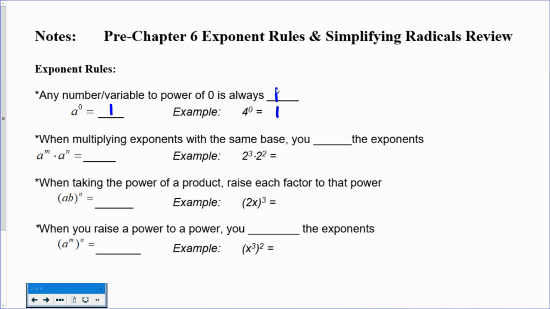The next rule, when you're multiplying exponents with the same base, you add the exponents. So a and a, those would have the same base. So I'm going to add m plus n as their exponent. In my example, that would be 2 to the 5th power. They have the same base of 2, so I keep that base of 2, and then I add the exponents 3 and 2 together to get 2 to the 5th. A lot of times we wouldn't leave it as 2 to the 5th power, and we'd say this is 32.